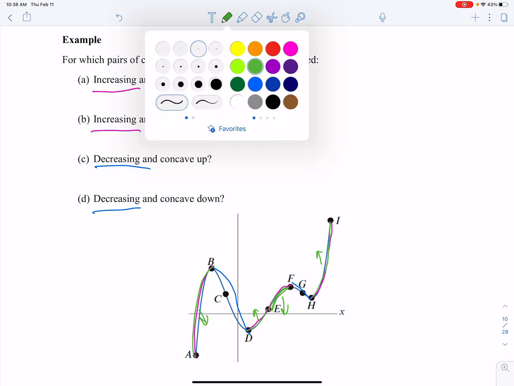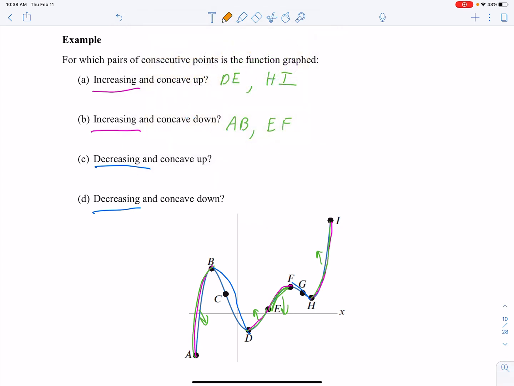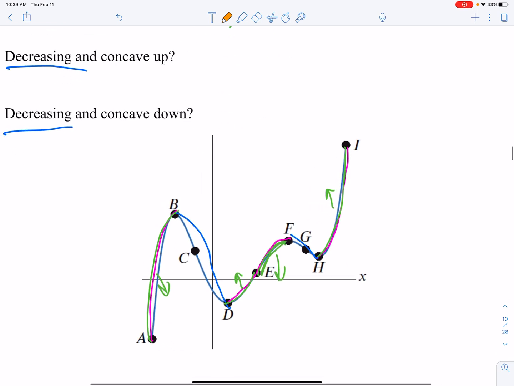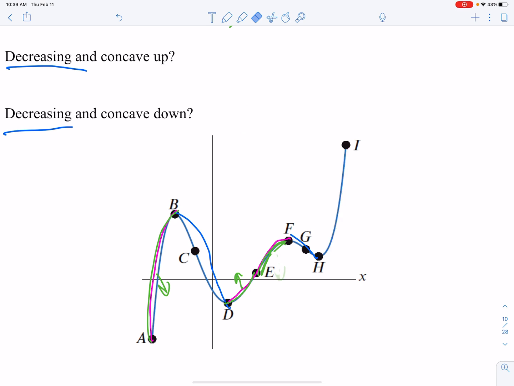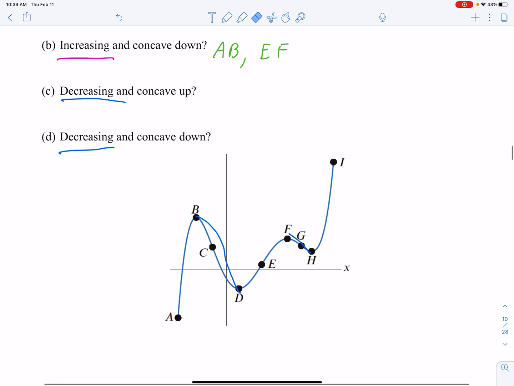All right, and then now we're going to look at decreasing. So we're going to look at the blue parts now. Okay, so actually I'm going to clean this up so we can see better. All right, so we're looking at the blue parts now. All right, decreasing and concave up. So we can see right here, decreasing, and the curvature is up from C to D.